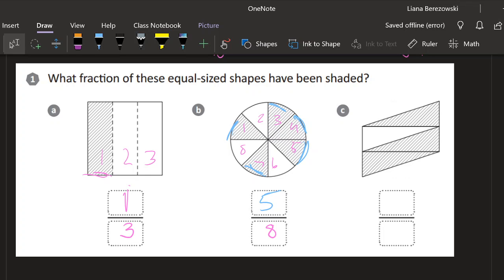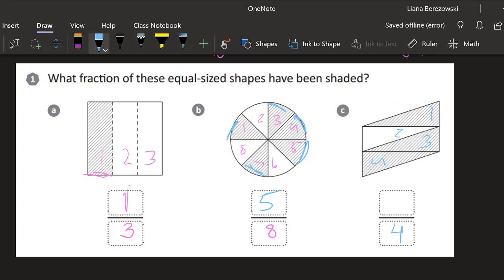Okay, let's look at this last one here. So letter C, again, we're making a fraction from the image. So first thing we want to do is count up the total number of equally sized parts that we have, and that will represent our denominator. So we have 1, 2, 3, 4 equally sized sections. Okay, so 4 is going to be our denominator.